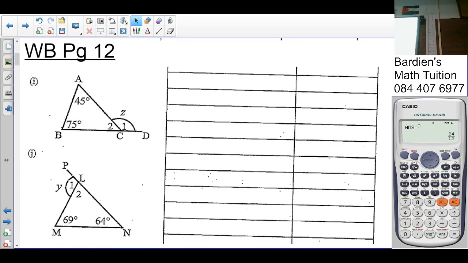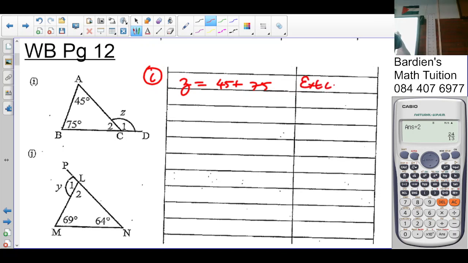The next two. So I first. What can you say here? Z is equal to 45 plus 70. Why? Exterior angle of triangle is equal to the sum of the two interior opposite angles, and this is triangle ABC. This works out to be 120. Is that correct?